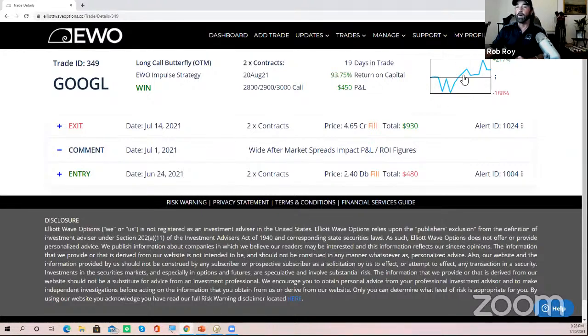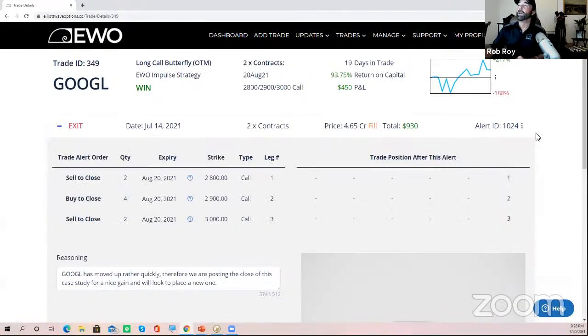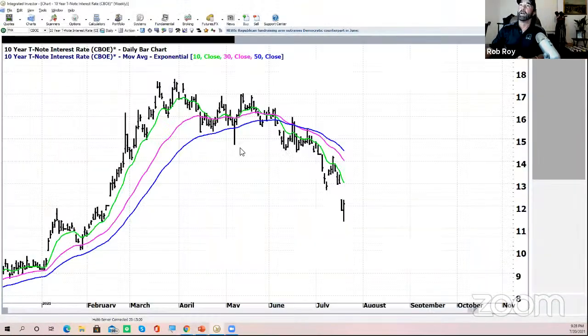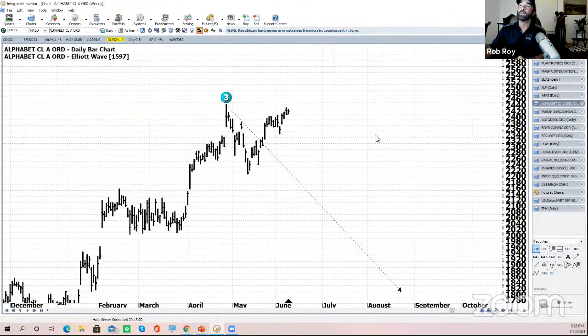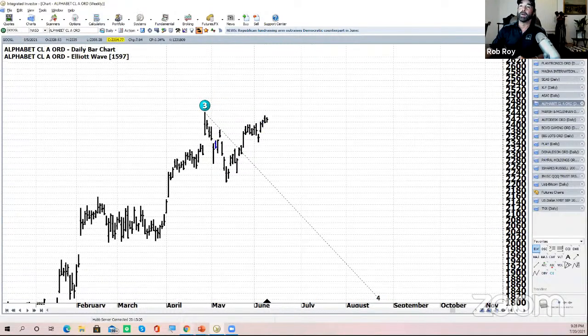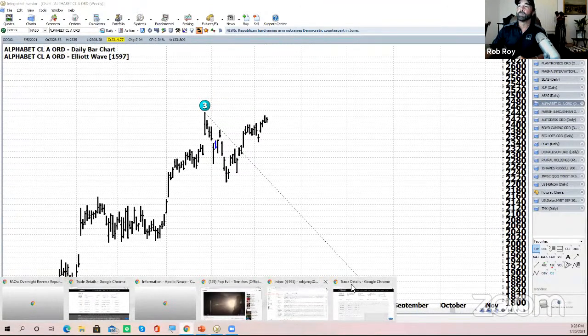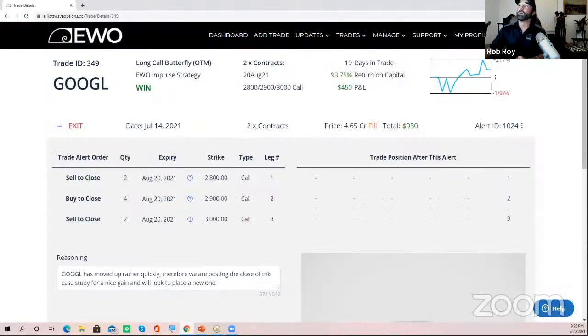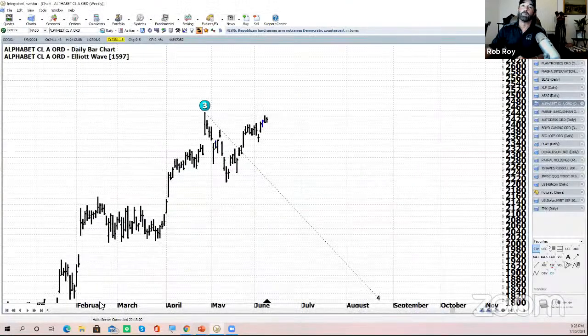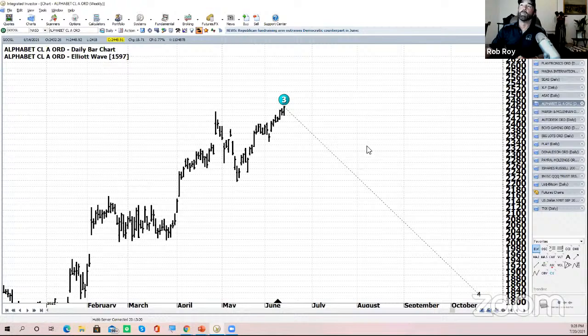So the mark-to-market graph is misleading on this one, but it's a great tool to have because it's transparent and it shows where every position is every single day. And then on the exit, we exited when Google moved to the upside. Our exit price was on the 14th, and we exited at a $450 profit. There's the 14th right there. So we took advantage of that upward move.